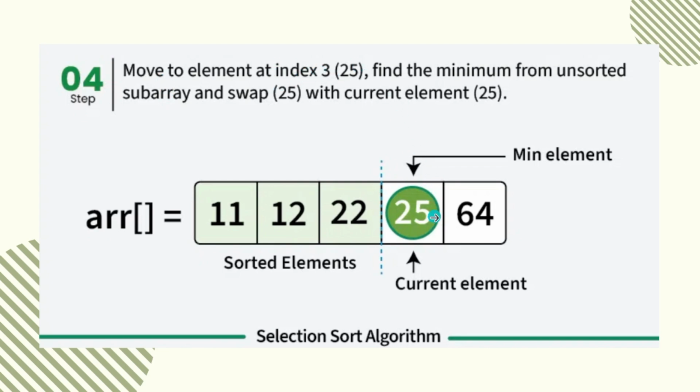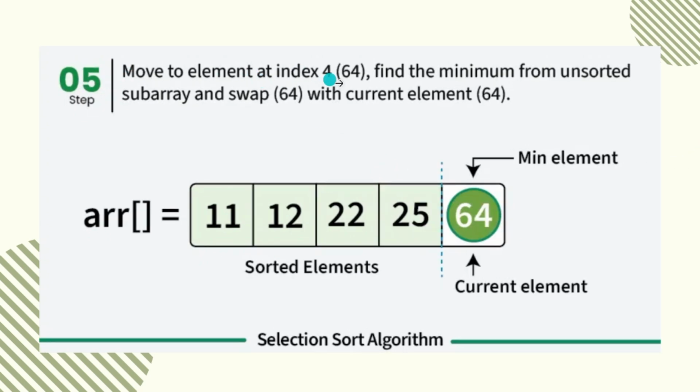So 25 is at index 3, then find the minimum from the unsorted subarray and swap 25 with the current element. It keeps searching to see if there is another minimum. Here 64 is bigger, so okay, 25 is the minimum. So it just stays at index 3, and our array will be sorted. So, move to the next element at index 4, find the minimum from the unsorted subarray and swap it with the current element. 64 is the only one left, so it stays there.